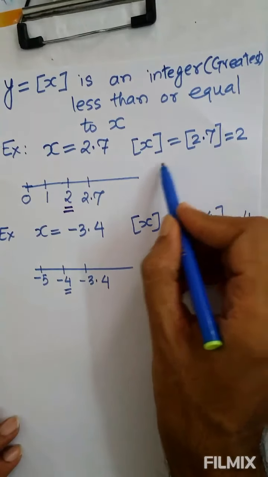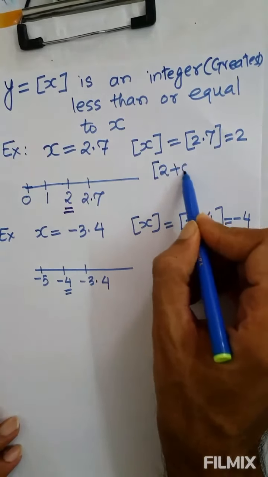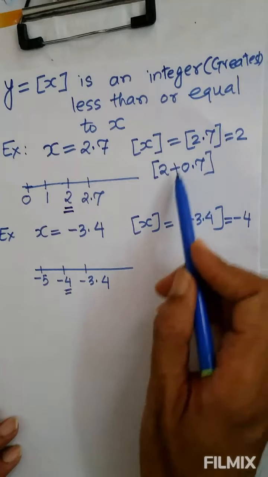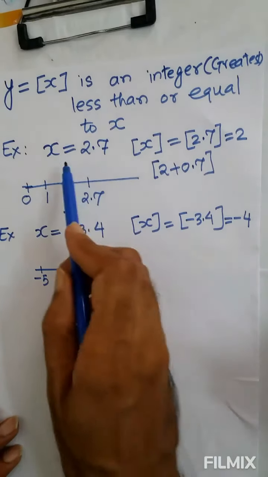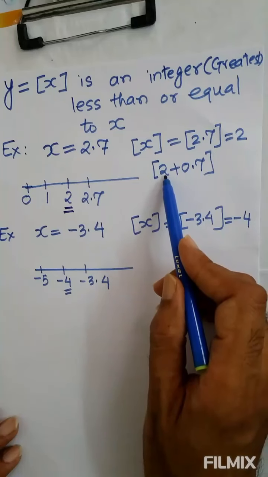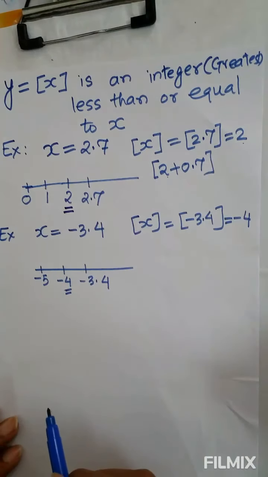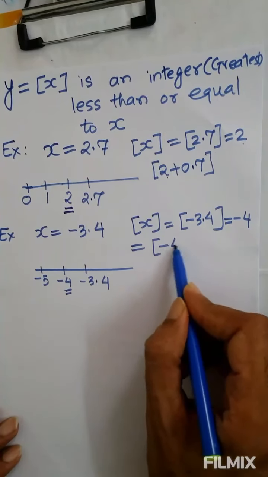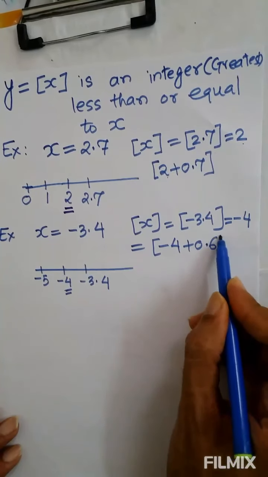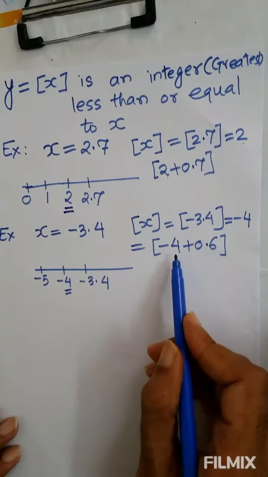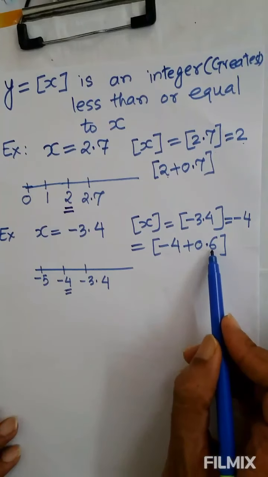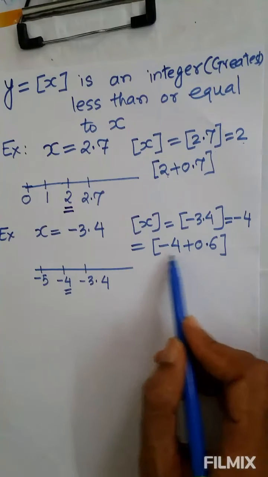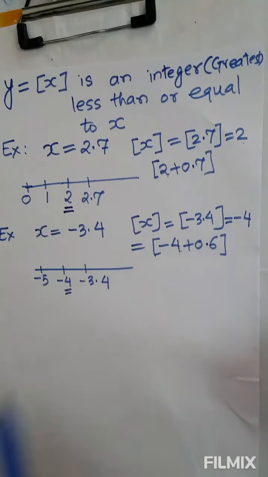In the previous case, 2.7, we can write it like this: 2 plus 0.7. This 0.7 is what we call the fractional value of x, and 2 is the integral part. Like minus 3.4 can be rewritten as minus 4 plus 0.6. So minus 4 is the greatest integral value, or simply the integral part of x, and 0.6 is defined as the fractional value. So the answer to the greatest integral value of this is minus 4.